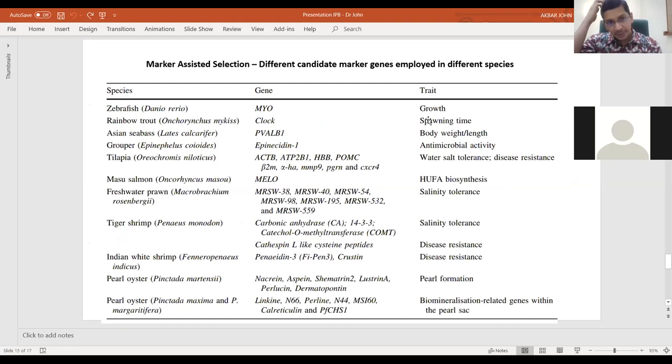For example, if you are working on the zebrafish for growth and so on, you will go with MYOZ. And the rainbow trout is this one, and the grouper, tilapia, different genes have been identified expressing differently in different treatments. So we can target this particular gene instead of going to find out which molecular marker to be used and so on. So for the RNA, go with EST, RNA studies, gene expression studies. For the DNA level, if you are identifying the species, go with mitochondria. If you want to do population studies, go with nuclear DNA. So these are some of the different candidate genes identified to be the best gene candidates using marker assisted selection.